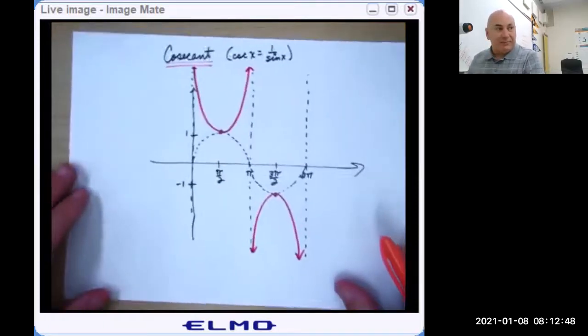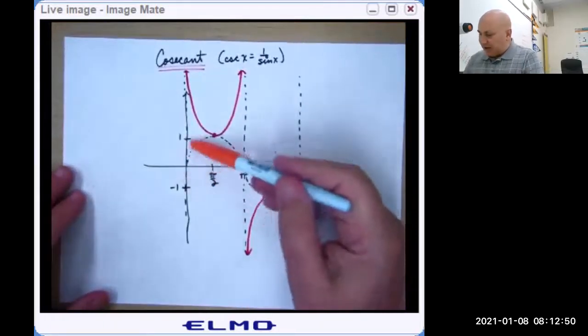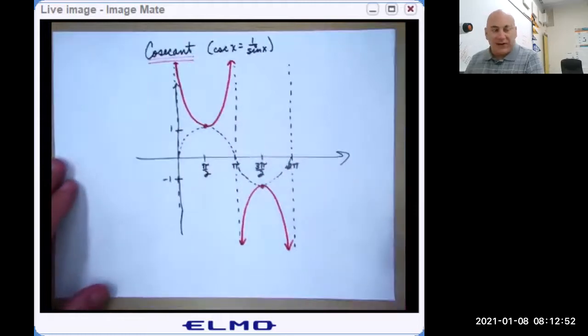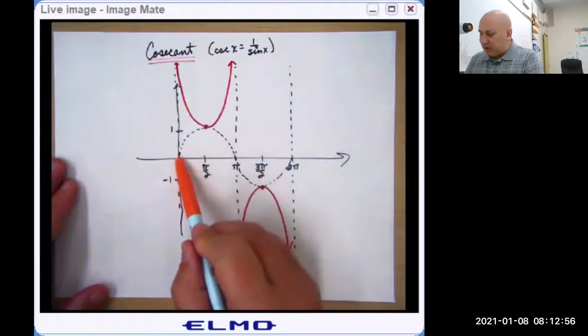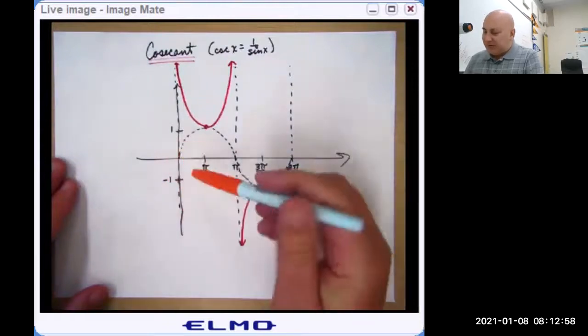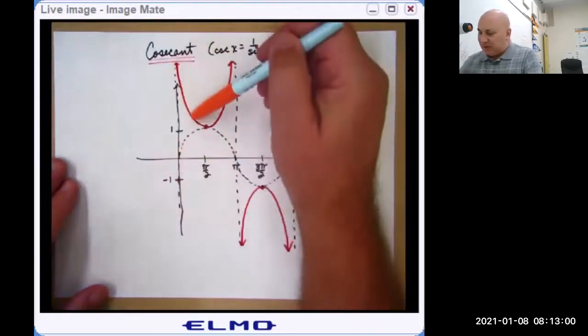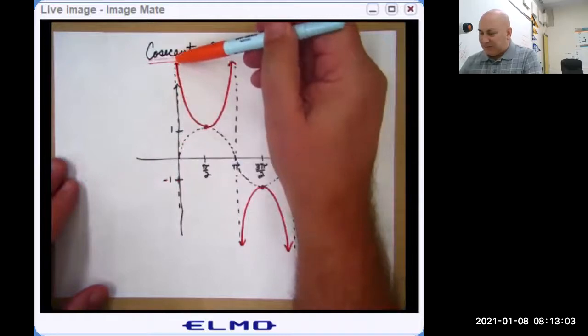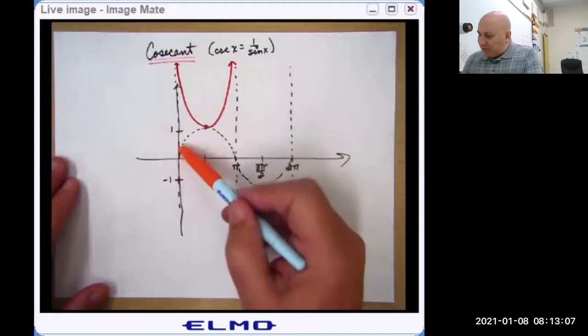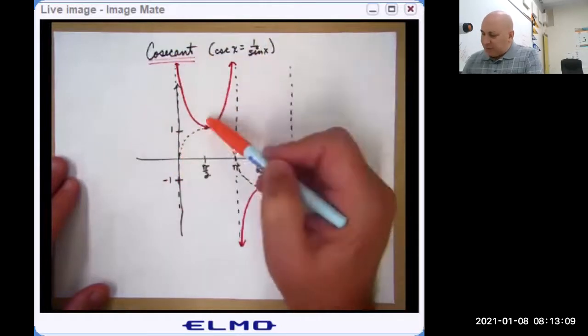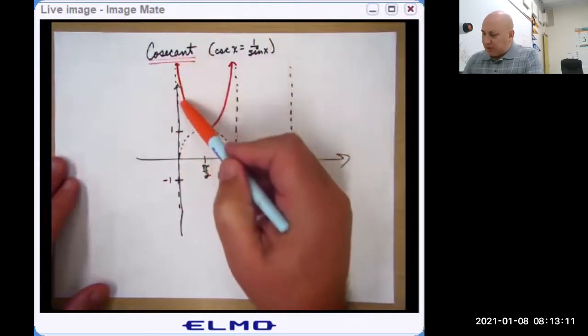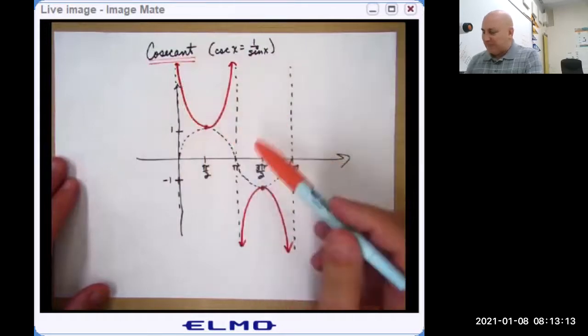Cosecant is the reciprocal of the sine function. So again, I've drawn one period of the sine function, and I just do the same thing. At 0, the reciprocal would be infinity. So this graph must be, here we're getting closer and closer to infinity, getting bigger and bigger, approaching 1. The reciprocal of 1 is 1. We're getting smaller and smaller and approaching 1.